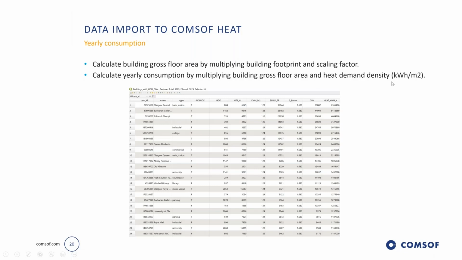Here in this screenshot you see the building footprint, which is build FP, for each building, and you have the scaling factor for each building. We multiply these for every building to get the gross floor area for each building. We also calculated kilowatt hour per square meter for each building. We just multiply these two to get heat consumption per year. Now we have the heat consumption value in kilowatt hours per year for each building.